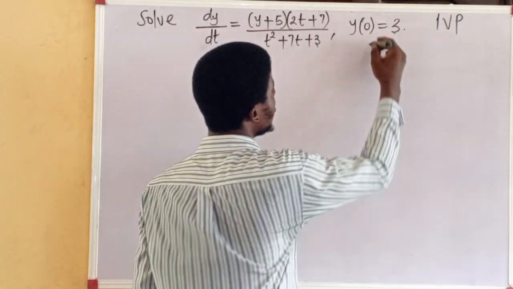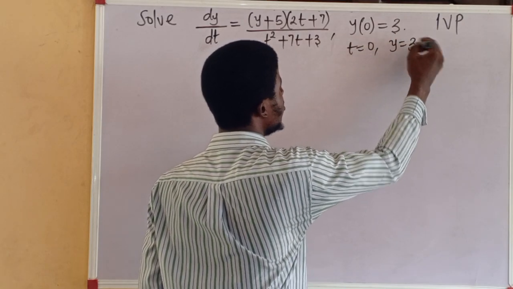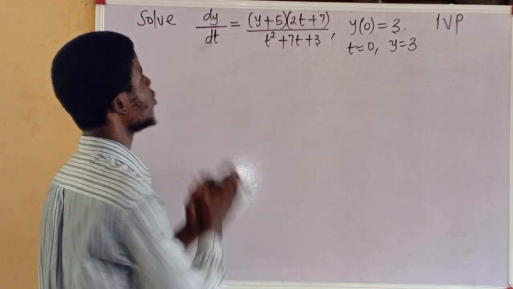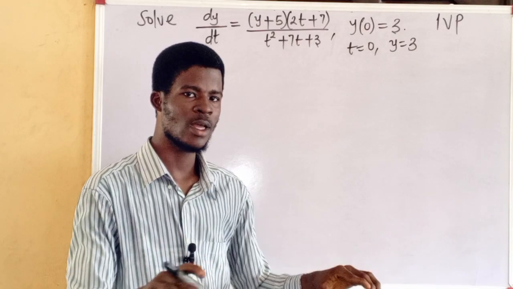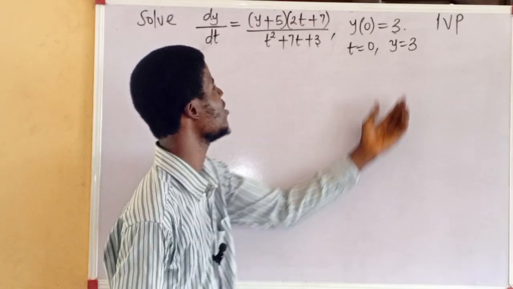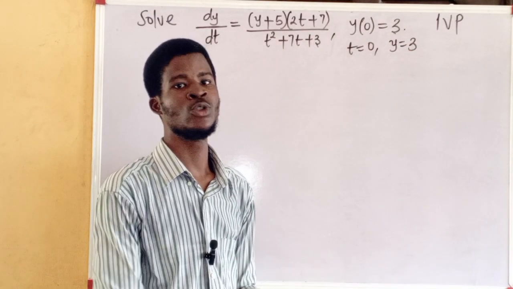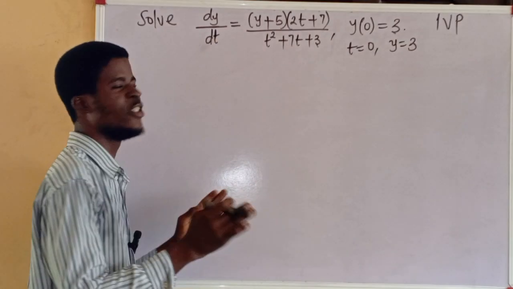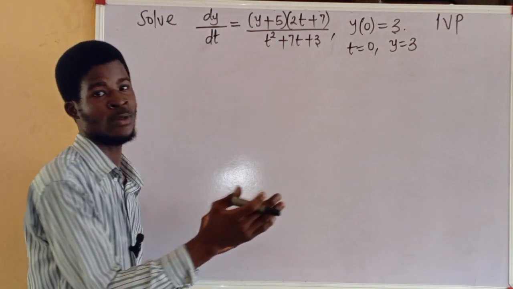This is what I'm saying: t is equal to 0 and y is equal to 3. That is what it means. So when we solve this differential equation, we will obtain the general solution and then we will apply these initial conditions to obtain a particular solution. That is the point. So first of all, let us obtain the general solution of this differential equation.